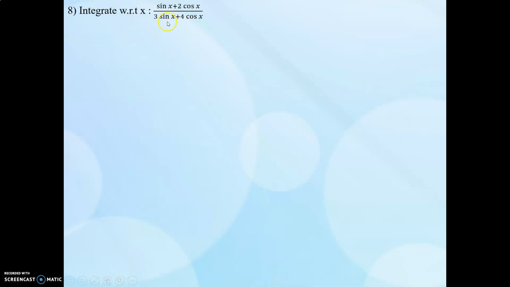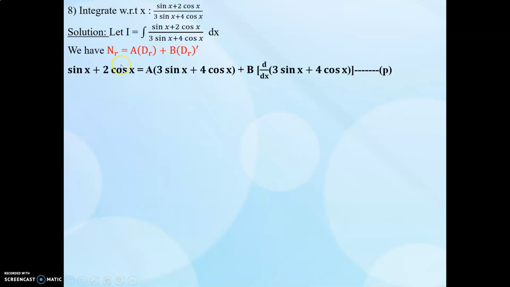The integral of (sin x + 2 cos x) upon (3 sin x + 4 cos x). So let I be equal to this. Numerator is equal to A into the denominator plus B into the first derivative of the denominator. Here the denominator is 3 sin x + 4 cos x. So the numerator sin x + 2 cos x can be written as A into (3 sin x + 4 cos x) plus B into (3 cos x − 4 sin x), after taking the derivative.